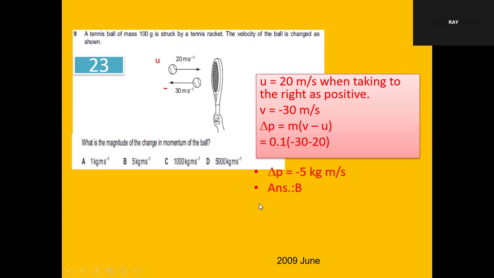Answer is boy, lor. As I say, we are not worried about negative sign. Negative sign shows direction only. You want magnitude.